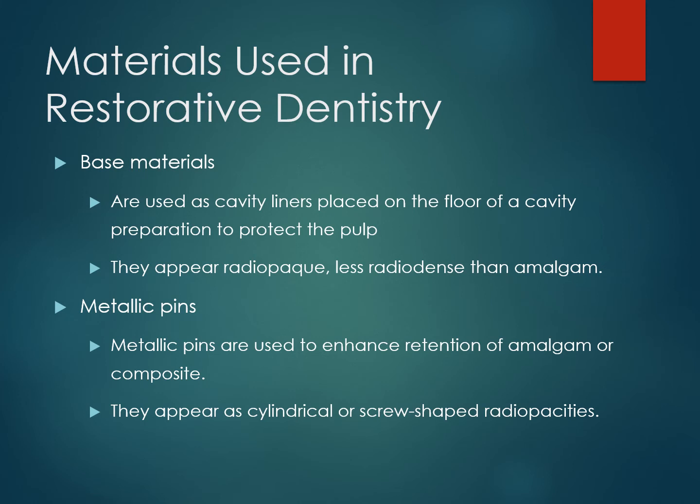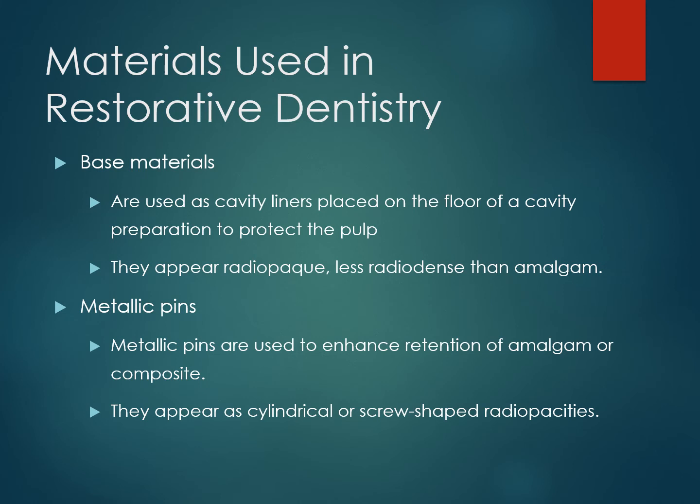Okay, so when we talk about the base material, the liner that we use underneath a metal filling or an amalgam filling, it's going to be less dense than the amalgam. So it's going to appear radiolucent, but it is radiopaque. It's more radiopaque than porcelain, so it looks like a little white line, but it's not as dense as amalgam. So it's still a radiopaque structure though, okay?